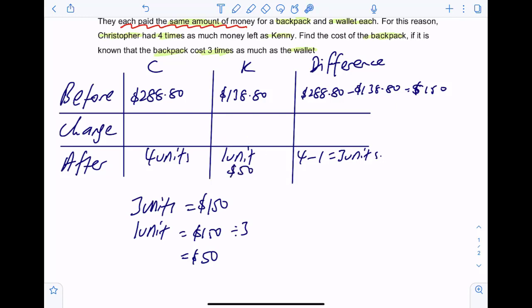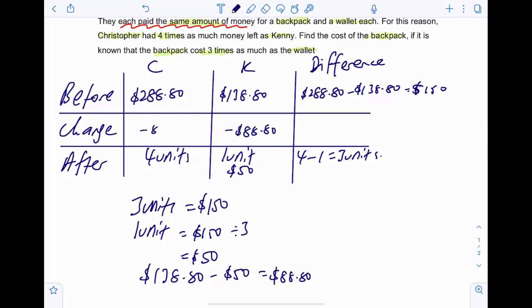Which also means we can find the amount he has spent. 138.80 minus $50 is $88.80. Okay, so Kenny spent $88.80. Same thing for Chris because they both spent an equal amount of money. So this guy right here, you also take away $88.80, okay?